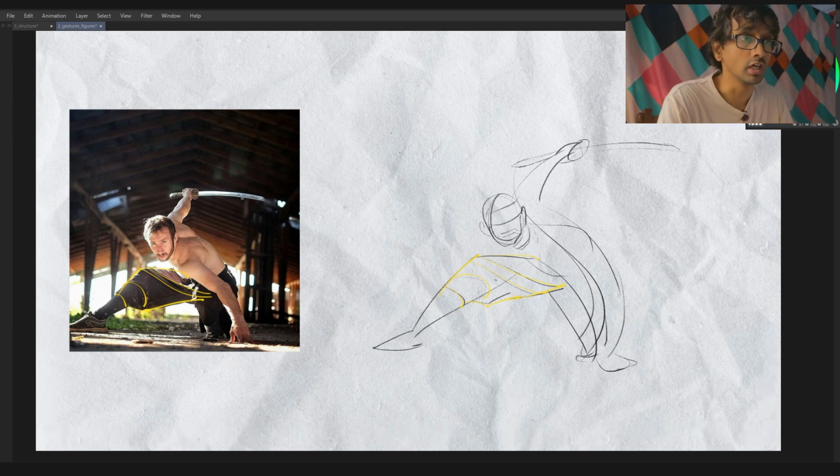Okay, so these are not only contour lines, these are not only structured lines, these are also gestured lines. Okay, so this is how I combine gesture with structure. So you gotta combine both of them. That is how your drawings will not look flat, and will also have the energy that is required. So practice drawing everything using gestures and structures.